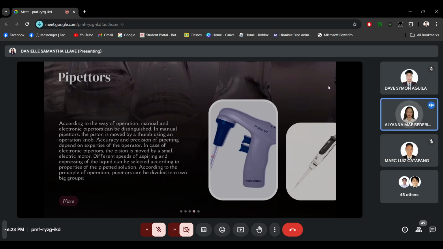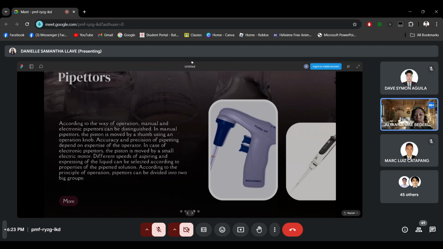For the next tool, pipetors. According to the way of operation, manual and electronic pipetors can be distinguished. In manual pipetors, the piston is moved by a thumb using an operation knob. Accuracy and precision of pipetting depend on expertise of the operator. In case of electronic pipetors, the piston is moved by a small electric motor. Different speeds of aspiring and expressing of the liquid can be selected according to the properties of the pipetted solution.